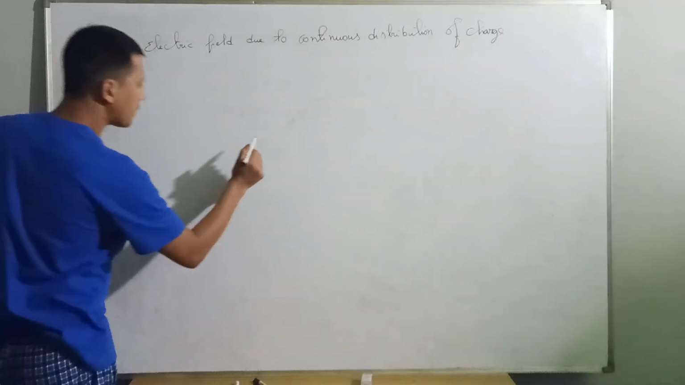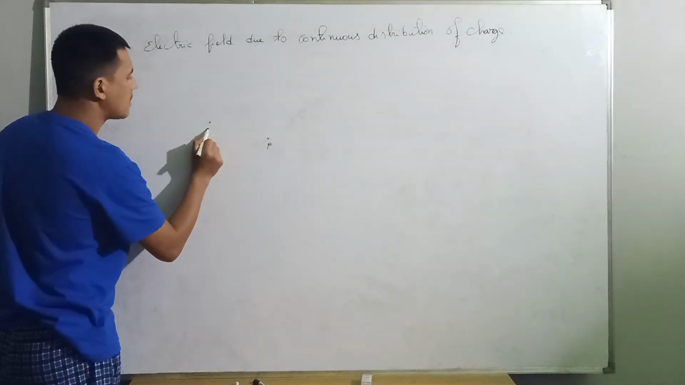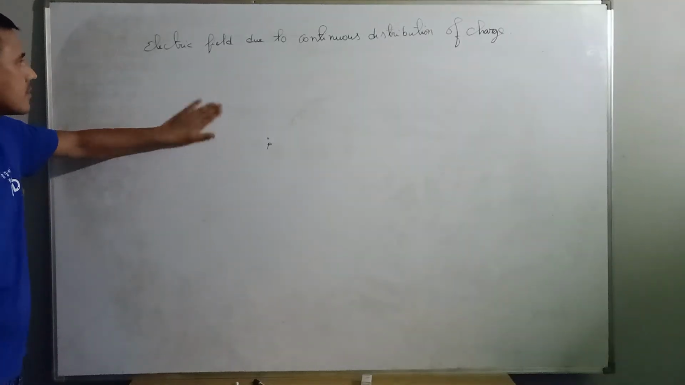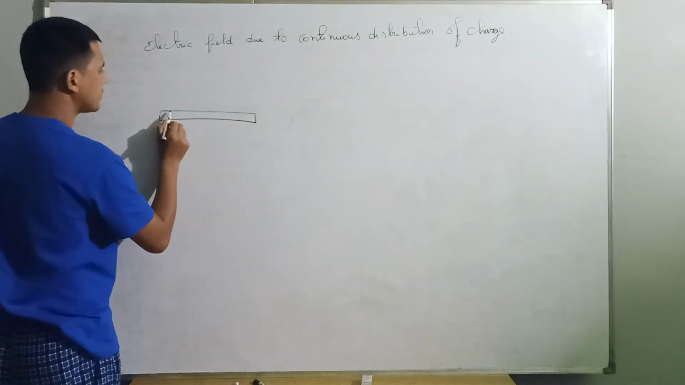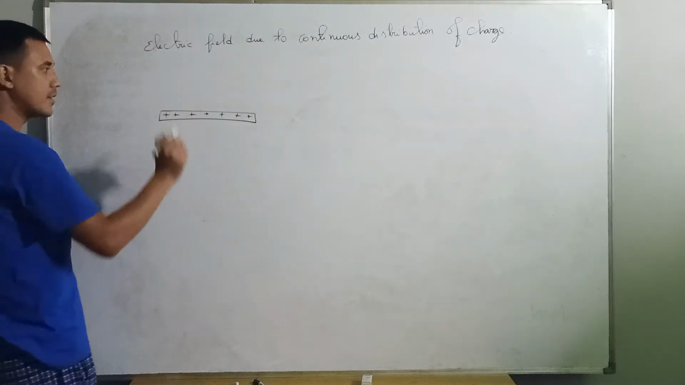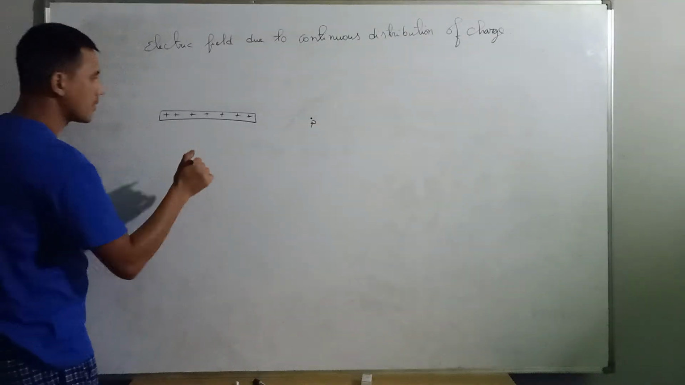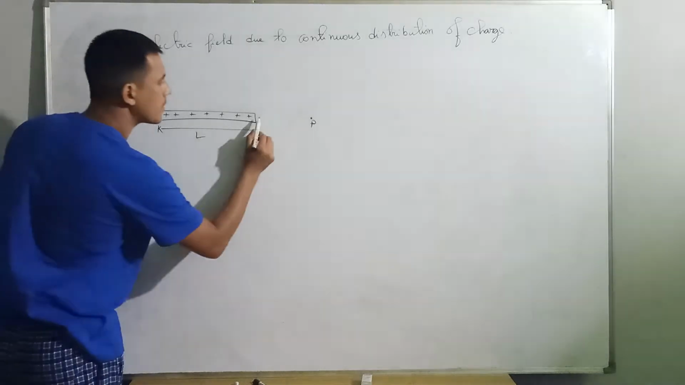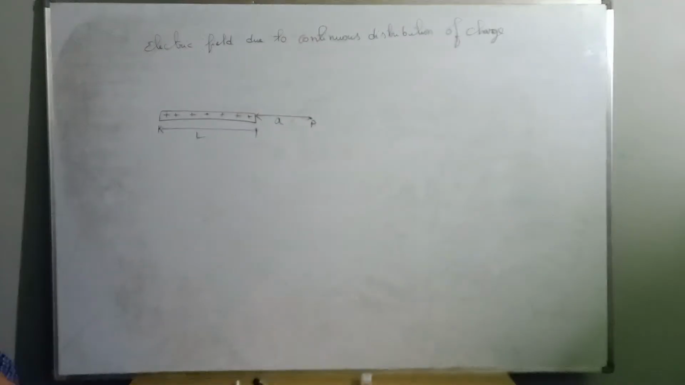Now you have found out the electric field at a point due to a point charge. But what happens if you want to find out the electric field due to a charged body, at this point P? Suppose this is a rod of length L which is placed at a distance A from this point.